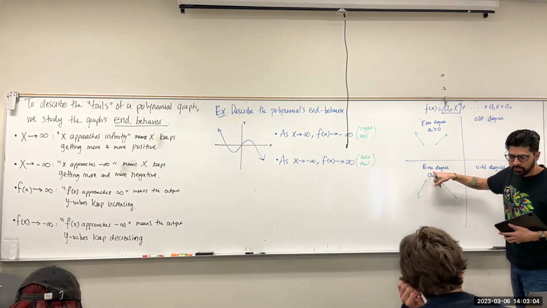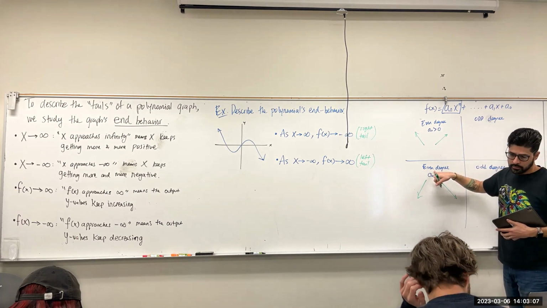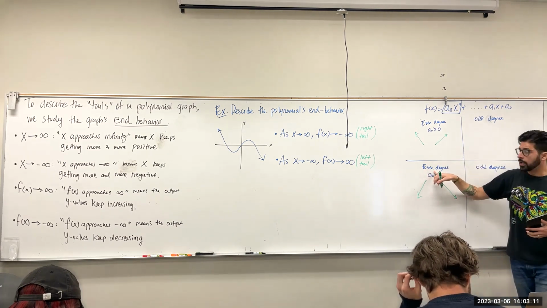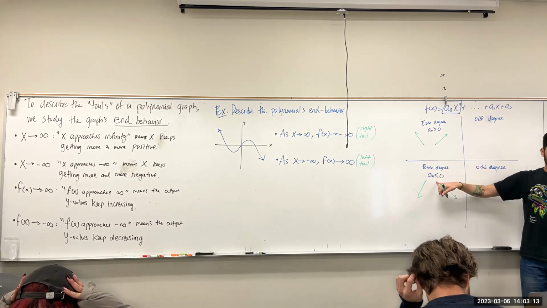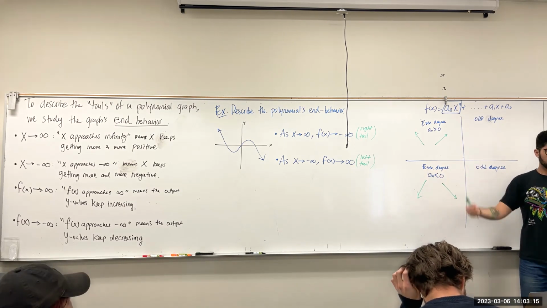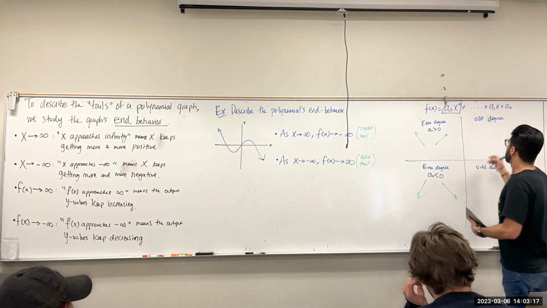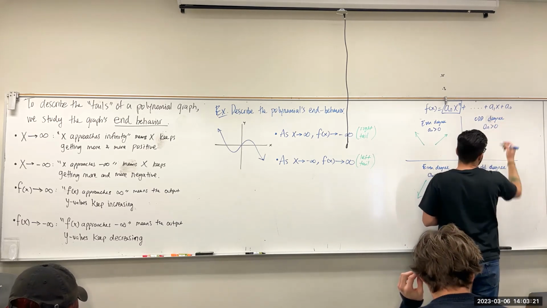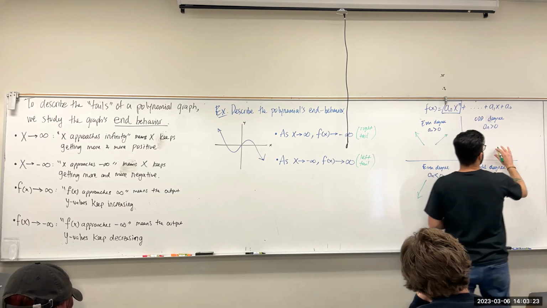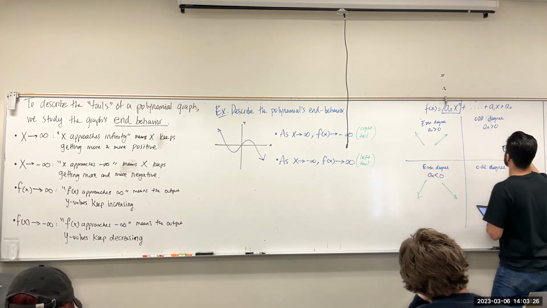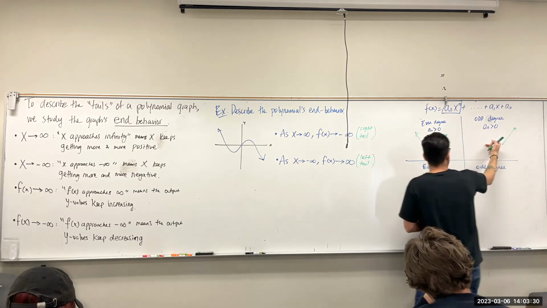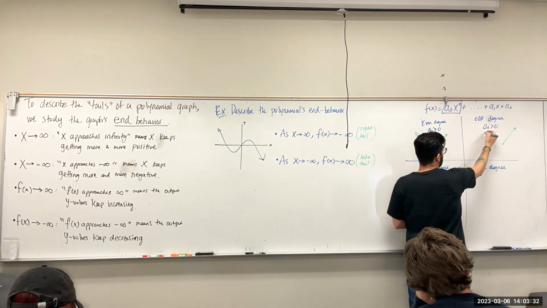What other problem has even degree? Number 4 has even degree, and the leading coefficient is negative. Both of the tails went down. Okay. If it's odd degree and the leading coefficient is positive, what happens to the right tail? It's going up. And as x goes towards negative infinity, the left tail goes down.